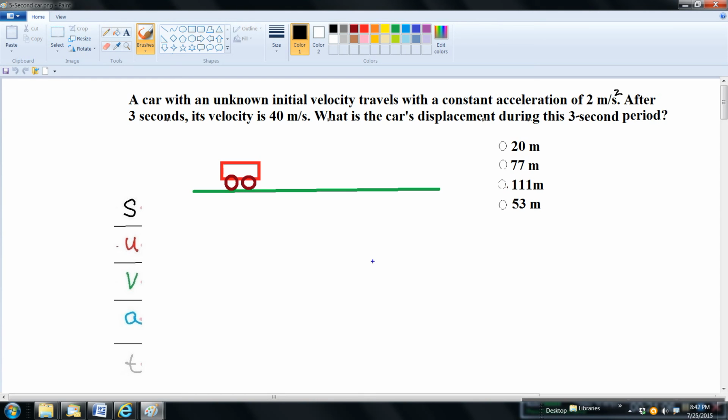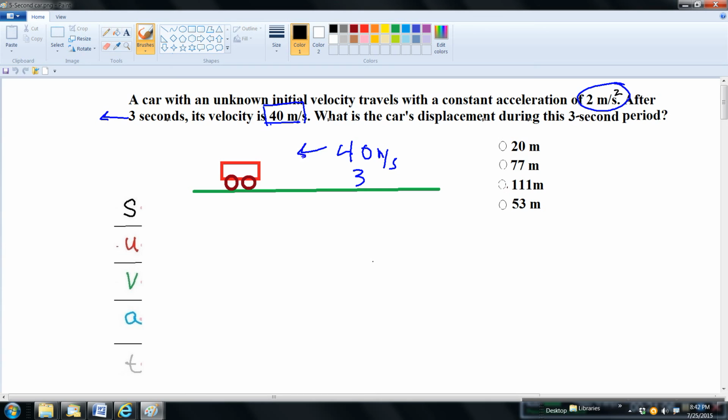But what you could do is, if you remember that, what does 2 meters per second squared say? That means that every second the velocity is increasing by 2 meters per second. So if we have a final velocity of 40 meters per second, and it took us 3 seconds to get there, because our problem started 3 seconds ago. So 3 seconds ago was the initial velocity. So we just count backwards by 2. So at the end of 3 seconds, it's 40 meters per second.